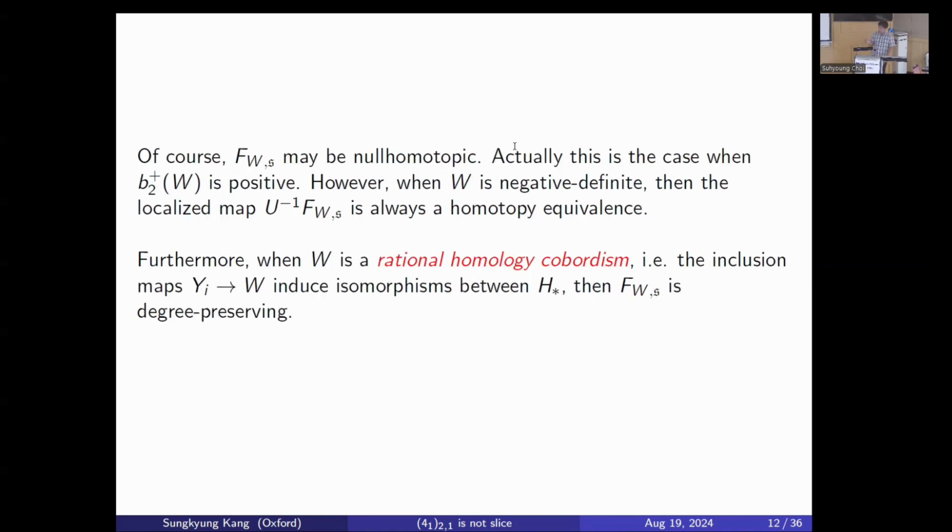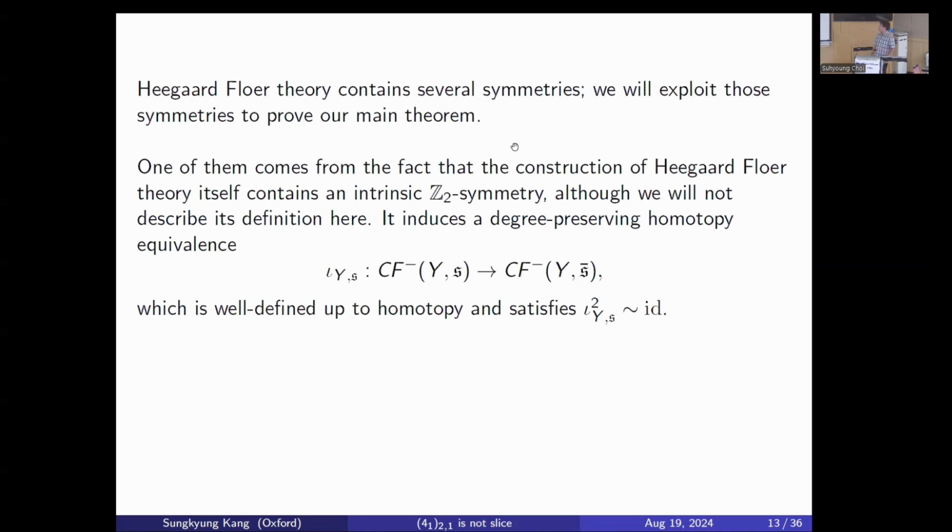Okay, so that already gives you some rational homology cobordism invariant, but we're not going to use this right now because we need something more complicated. So I said we need some extra structure in Heegaard Floer homology that comes from symmetries. We'll be exploring two symmetries. One of them comes from topological symmetry. But the other one comes from the fact that the construction of Heegaard Floer homology has an intrinsic symmetry. It has an intrinsically encoded Z2 symmetry inside this construction.